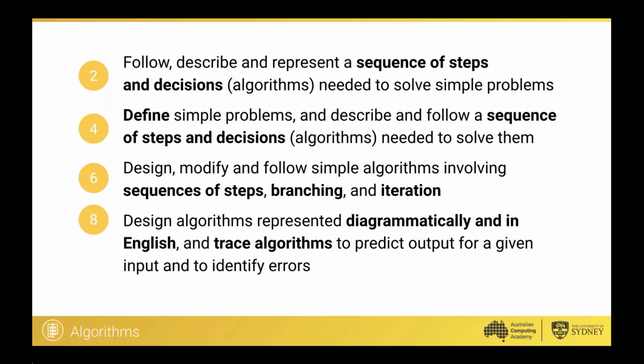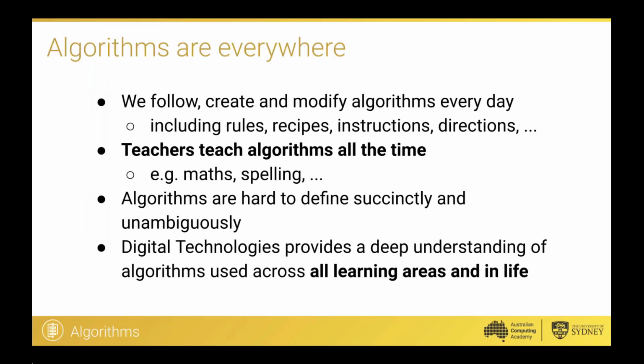In Year 7 and 8, students are expected to design algorithms represented diagrammatically. So that could be a flow chart or a decision tree, and in English. And so that's basically writing, just like we saw before, the English description of the peanut butter and jelly sandwich, and trace algorithms, which means follow an algorithm very carefully to predict its output for a given input. And I'll leave the Year 9 and 10 one off for this time round.